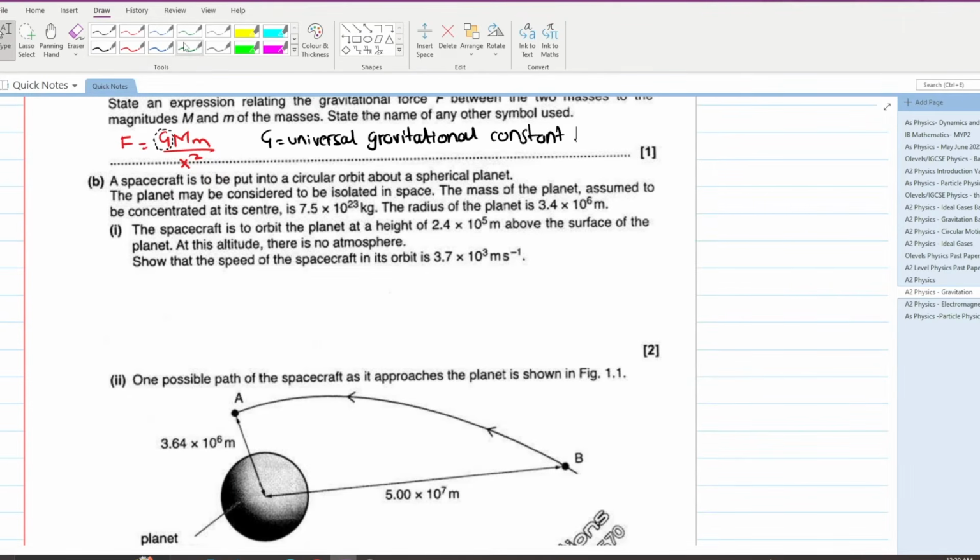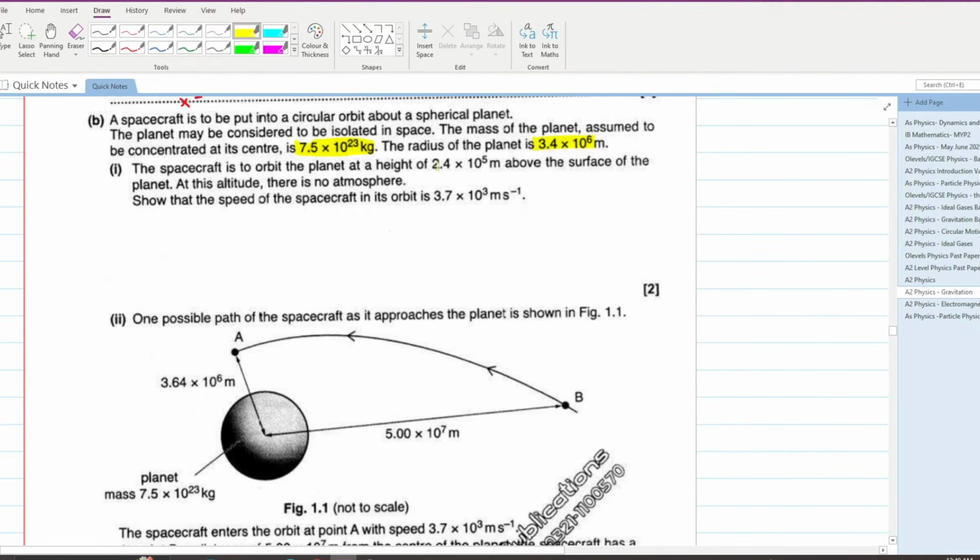A spacecraft is to be put into a circular orbit about a spherical planet. Okay, the planet may be considered to be isolated in a sphere. The mass of the planet may be assumed to be concentrated at its center. Okay, that is 7.5 into 10 raised to the power 23 kg. The radius of the planet is also given, that is 3.4 into 10 raised to the power 6 meters. The spacecraft is to orbit at a height of this above the surface. At this altitude there is no atmosphere. Show that the speed of the aircraft in its orbit is this.